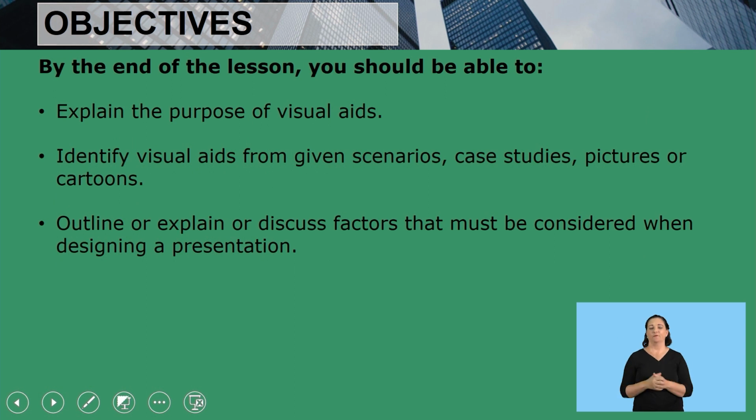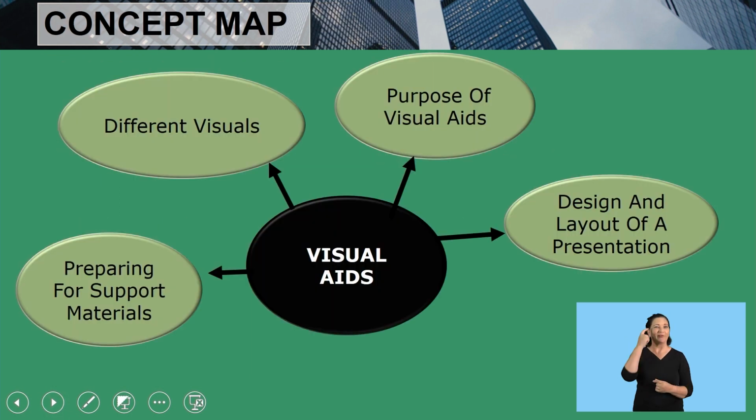It also says by the end of the lesson, you should be able to explain the purpose of visual aids, identify visual aids from given scenarios or case studies, pictures or cartoons, and outline or explain or discuss factors that must be considered when designing a presentation. So this should be considered before the actual presentation.